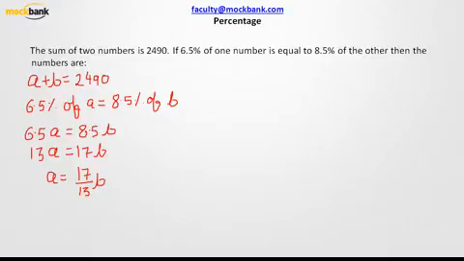Now you have two equations and two variables, and they can be solved. What do you need to do? You just have to put this in this equation. This has to be put in this equation and your solution will be done. So A is written as 17 over 13 B plus B, that comes out as 2490.